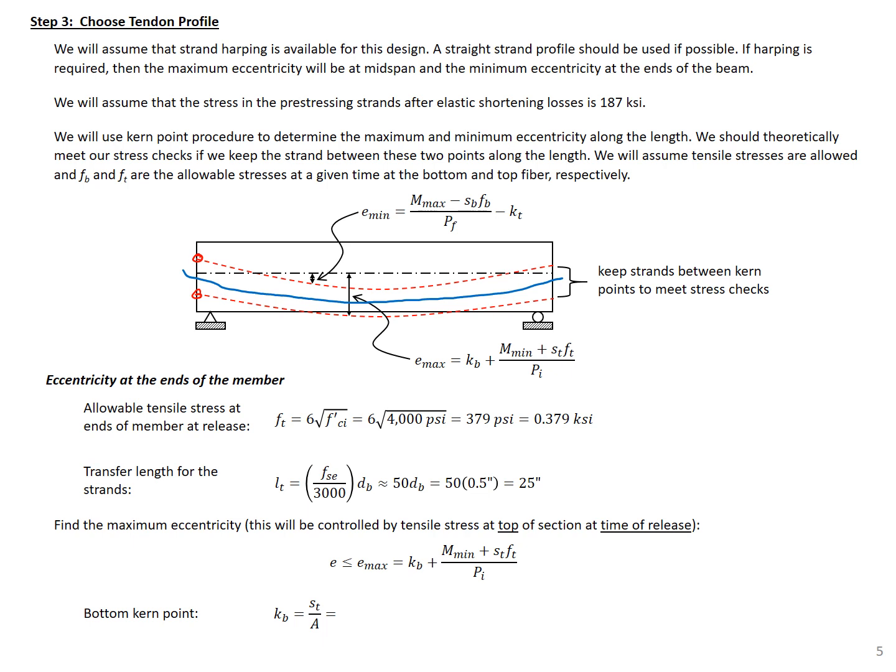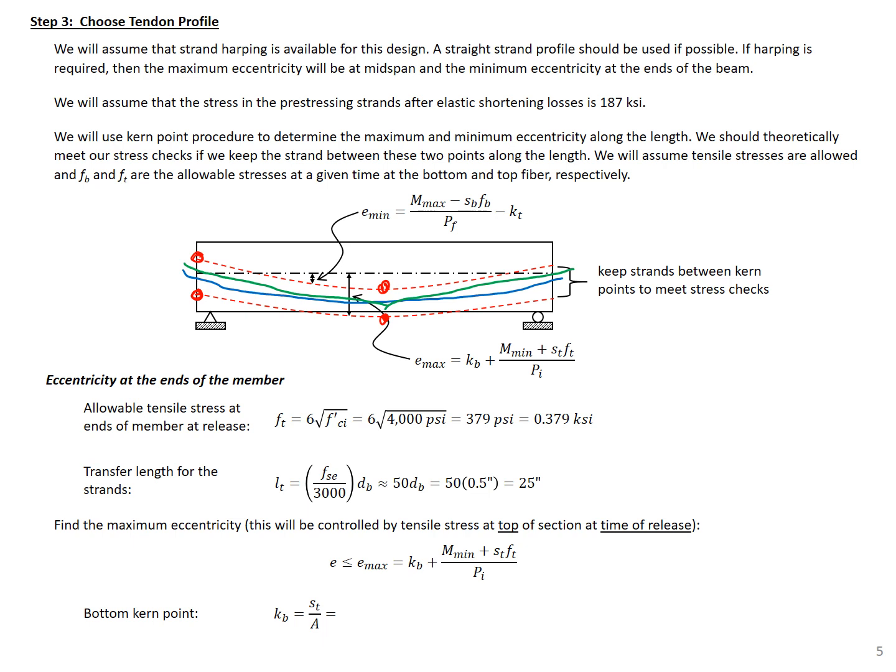What we're going to do in this design is find a max and min at the end, and a max and min at midspan, and then use a single harping point to design our strand. So we'll have a single harping point with a straight strand rather than the parabolic profile I just showed. One of the first things we'll need to do is find our eccentricity at the ends of the member. We can start by finding our maximum eccentricity using the expression shown here.